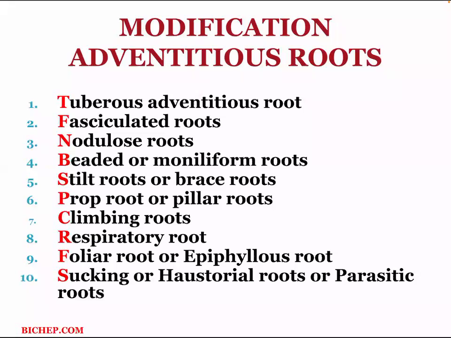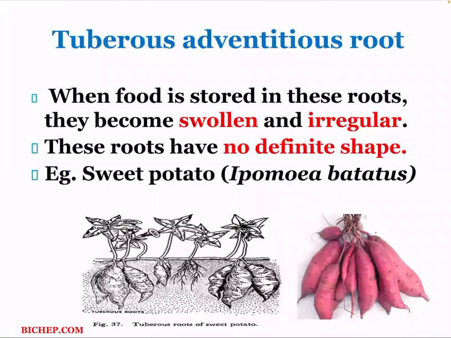Again, we have a total of 10 modifications of adventitious roots. Number one is tuberous. Let me repeat that once again: where the food is stored, they get swollen and irregular in shape, each and every part, or what we can say branch of the root, at different places, and that is why it is tuberous adventitious root. Example is sweet potato.